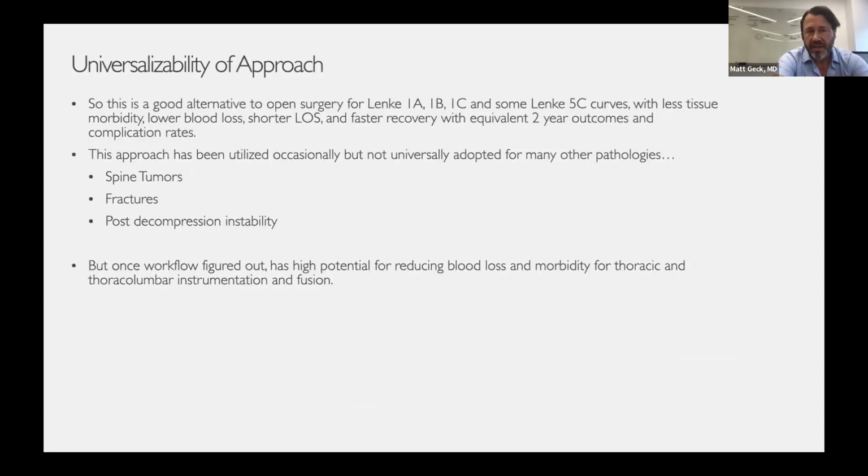And I think this is interesting for everybody. Before I started doing just deformity, I actually started using this same technique for supportive reconstruction after spine tumors. So taking out a tumor in the front and then flipping them over, and then doing an MIS posterior fusion in the back instead of an open. I think it may have some indications for some trauma and post-decompression instability.